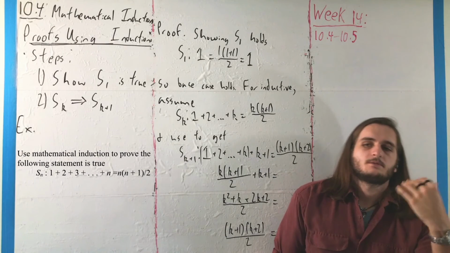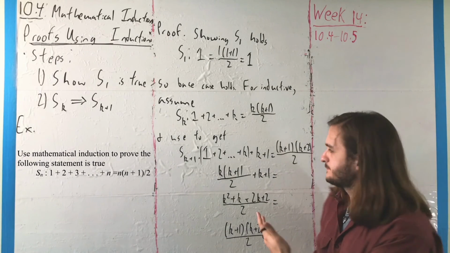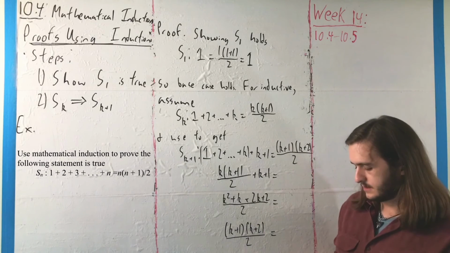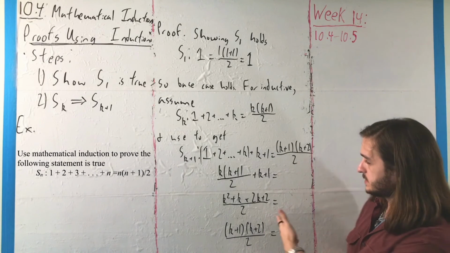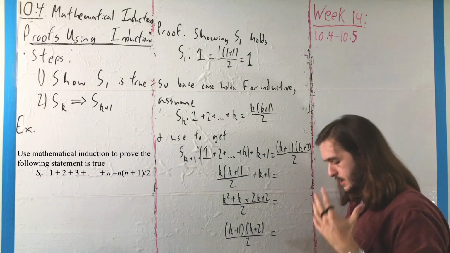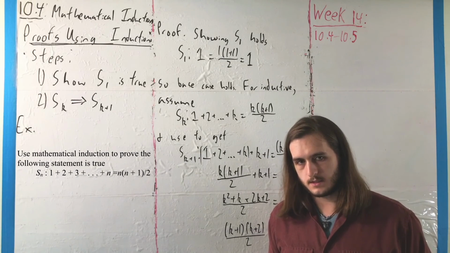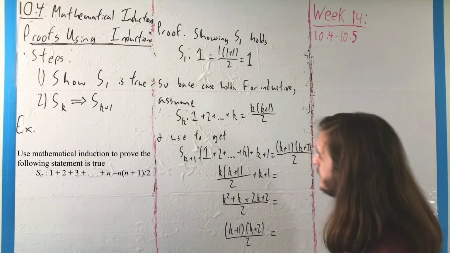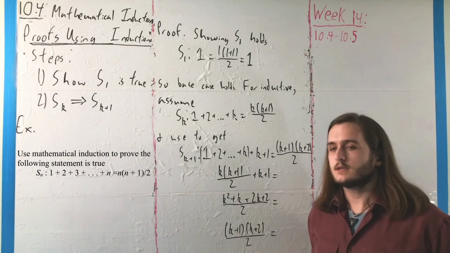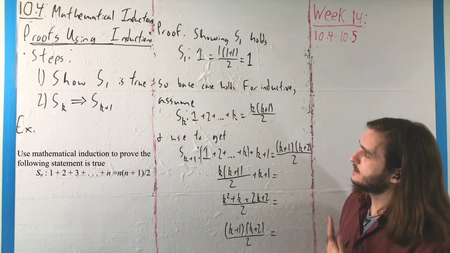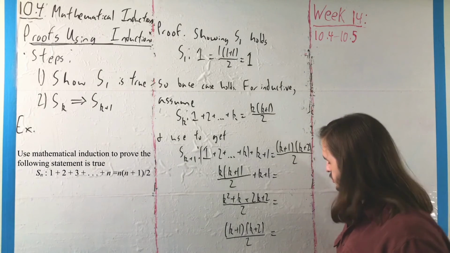Sometimes it's a little more subtle, sometimes it takes more manipulation, but this is always the process that we're going to follow, where once we have this obviously true thing, we would say something to the effect of, thus, the inductive step holds, and by the process of mathematical induction, we have shown that the statement is true.